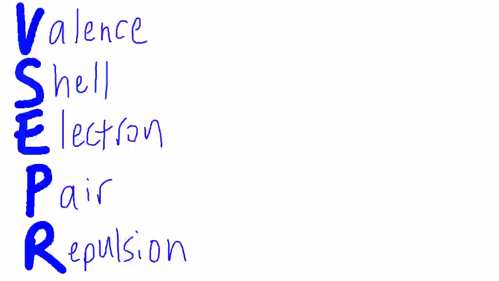VSEPR is an acronym which stands for Valence Shell Electron Pair Repulsion Model. It allows us to accurately predict the three-dimensional orientation or structure of covalently bonded molecules. The theory is rooted in the fact that around a central atom, let's take carbon for example, if we only consider its outermost or its valence electrons, we're going to be looking at 4 electrons.